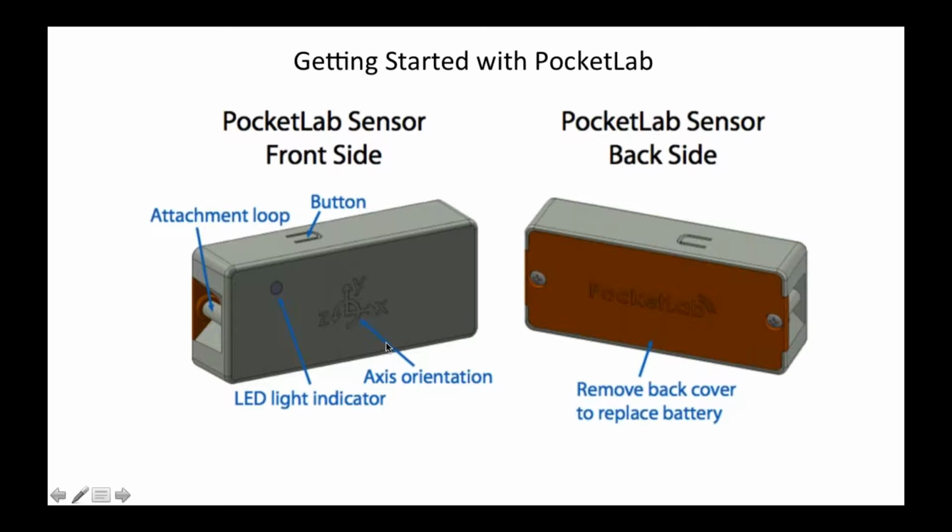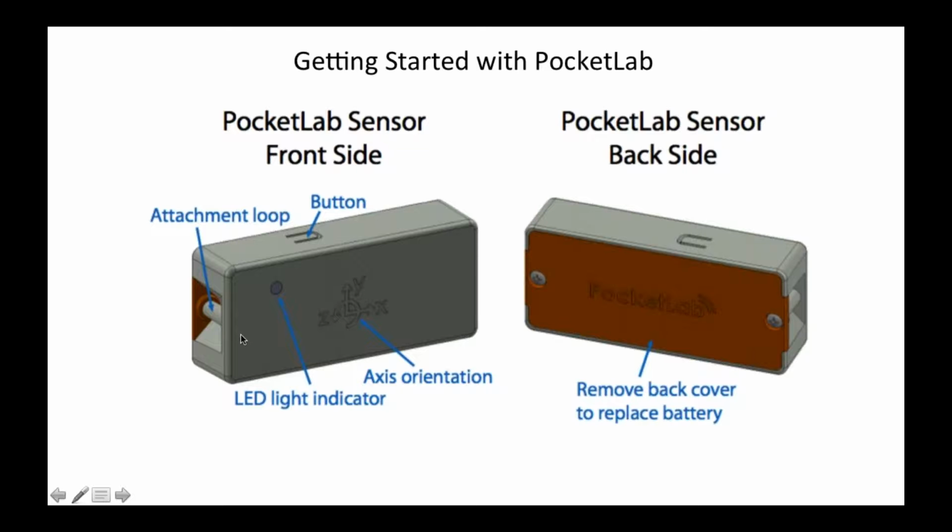A couple of important things on the PocketLab device. The first is that this is actually the front of the PocketLab. The white side is the front, and the reason it's the front is because our logo here is actually the axis of orientation of the PocketLab. And you'll see it says X, Y, and Z.